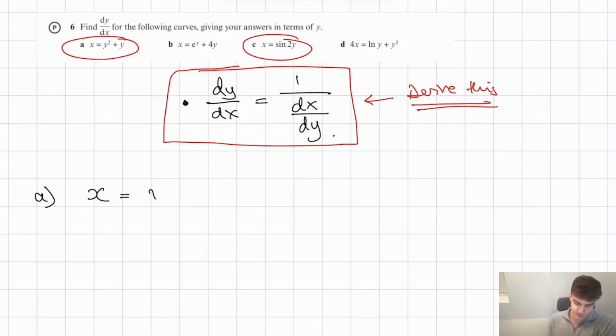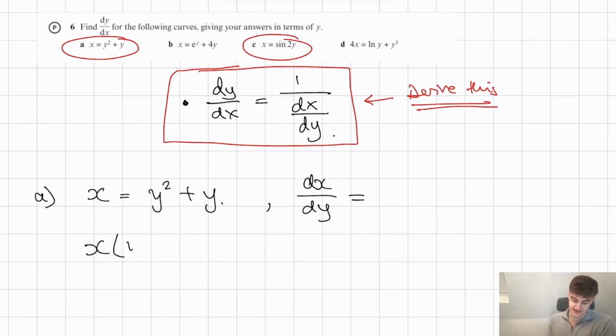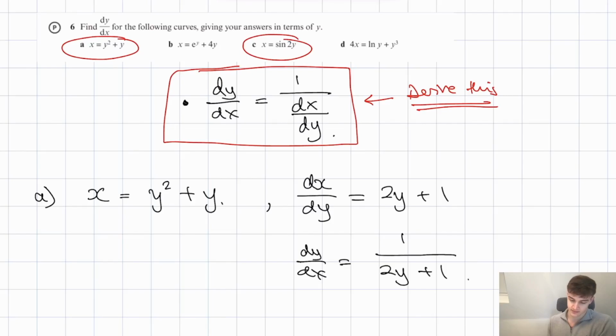So we have x is y squared plus y. Clearly it's not going to be easy to try and rearrange for y here, so we don't want to do that. Instead, let's just find dx by dy first. This is looking at x as a function of y, which I know looks weird. That's just going to give us 2y plus 1. Then dy by dx is 1 over that, so it's 1 over 2y plus 1. And it's asked for the answers in terms of y anyway. So this is it.